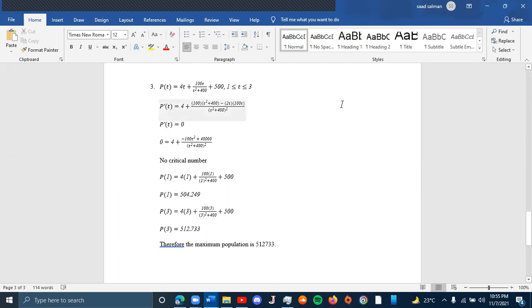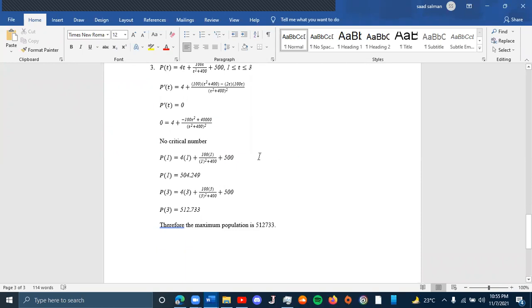P prime t is equal to 4 plus 100 times (t squared plus 400) minus 2t multiplied by 100t, over (t squared plus 400) whole squared. P prime t is equal to 0. So 0 = 4 plus (minus 100t squared plus 40,000) divided by (t squared plus 400) whole squared. No critical number is attained.